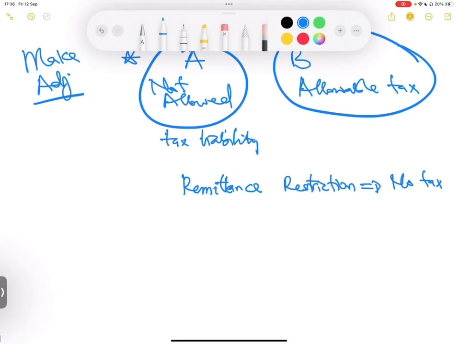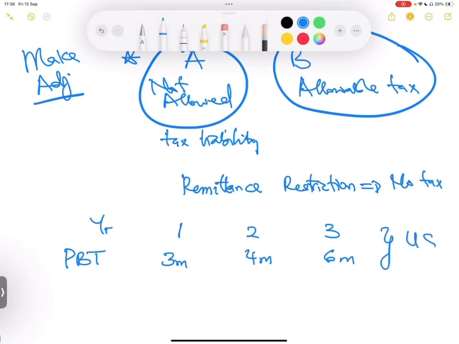Should I do a small calculation for you on this one? Let's see. Okay, let's do a calculation before we round up with the last part. So let's assume you have a cash flow for year one, year two, and year three. You have 3 million in year one, 4 million in year two, and 6 million in year three. So this is profit before tax. You have that figure, and this is in the US.